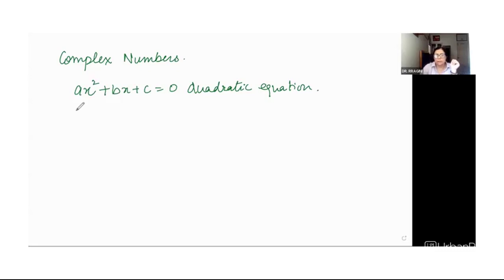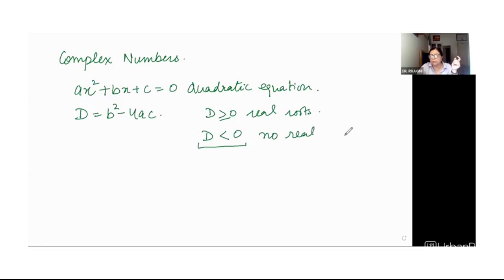You had learned to find D, discriminant, which is b square minus 4ac. D tells us the nature of the quadratic equation, what type of roots it will have. If D is greater than or equal to 0, then we have real roots. If you remember, we had learned that if D is less than 0, then we used to write there are no real roots and we could not find them, right? So this was a restriction.